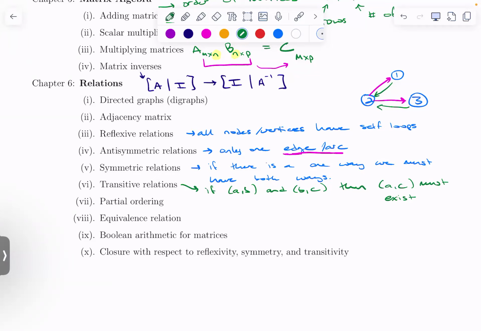Then the definitions. A partial ordering, and I have to cheat because I don't have a test coming up, so I don't have to memorize it. I will though. It's when it's reflexive, anti-symmetric, and transitive. So if it is all those three things, we call it a partial ordering. And that's just definitions.